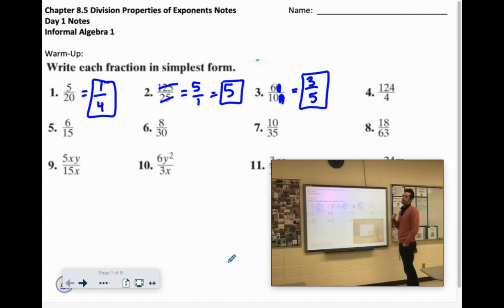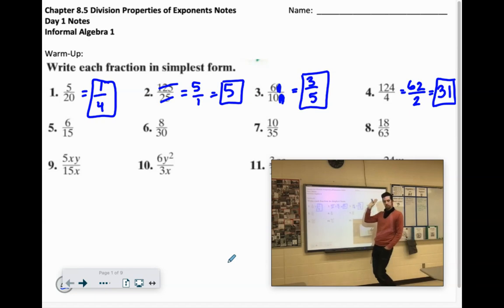124 divided by 4, they're both even, so we could cut them in half. Think of half of 12 as 6, half of 4 is 2. So half of 124 is 62, half of 4 is 2. Those are both still even. So 62 divided by 2 is 31, 2 divided by 2 is 1. 31/1, but we don't need to write that.